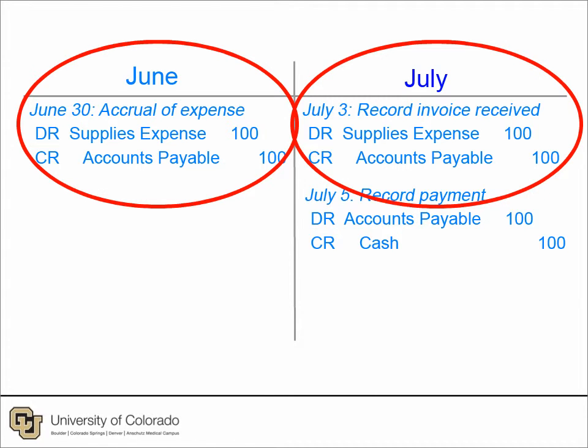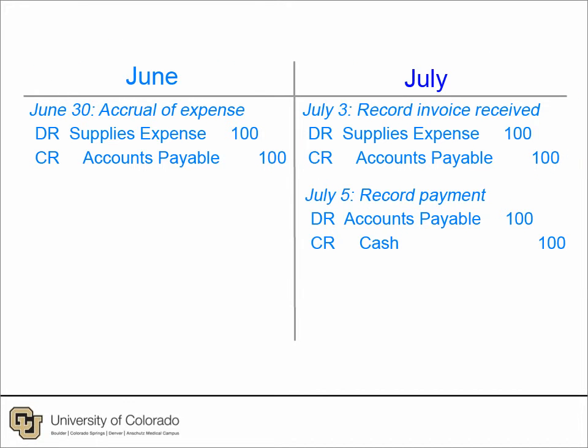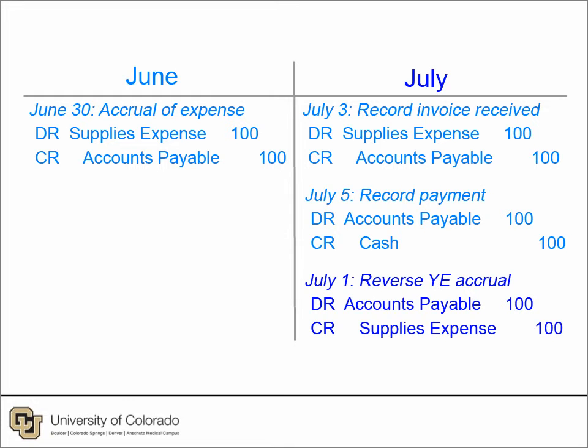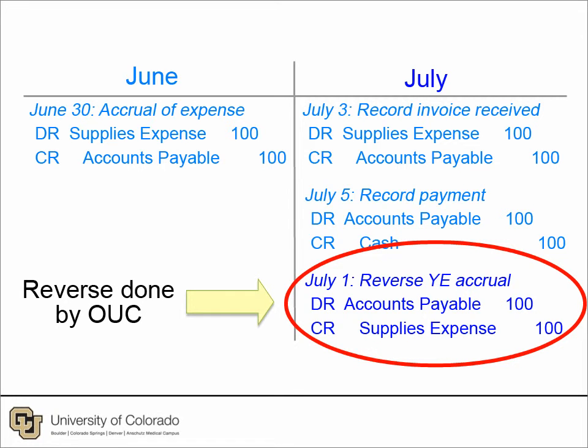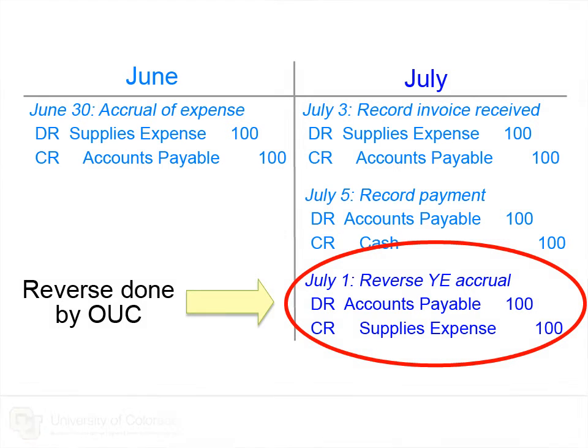But now we have this expense in both periods. That's not right. That's why the accrual entry needs to be reversed. The key is that the reversal entry is dated July 1 and is the exact opposite of the original accrual entry, a debit to accounts payable and a credit to supplies expense. The Office of University Controller also reverses accruals for you.